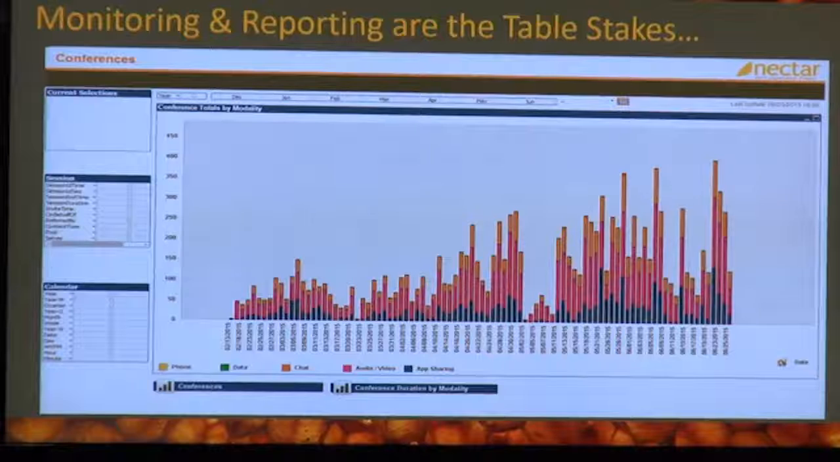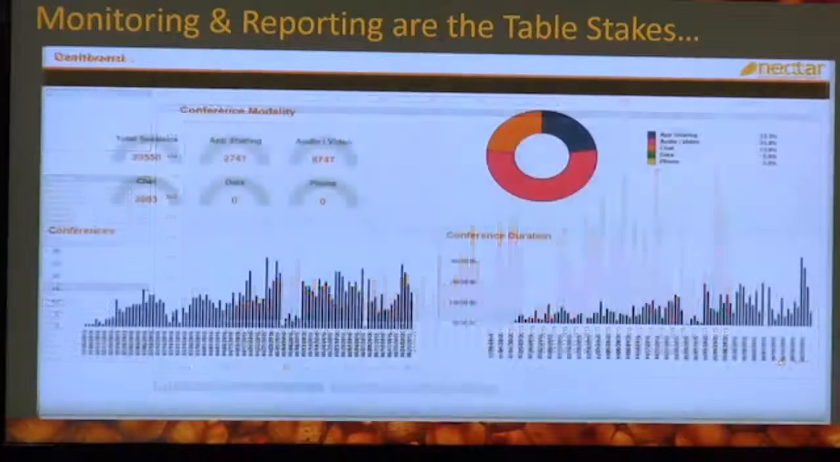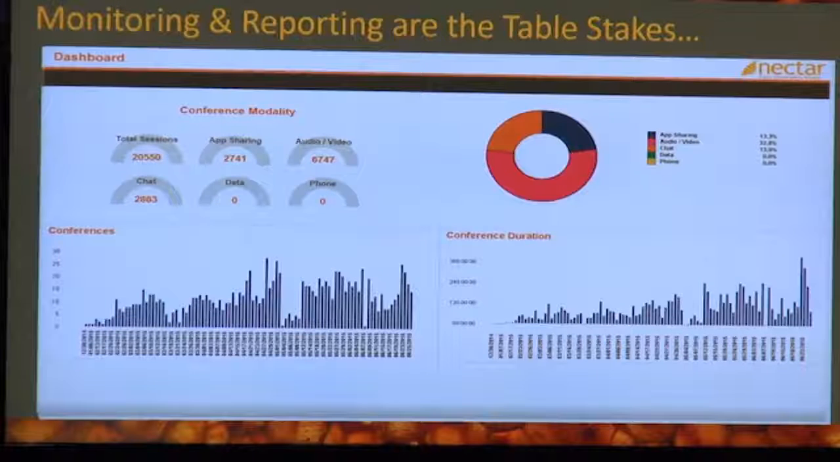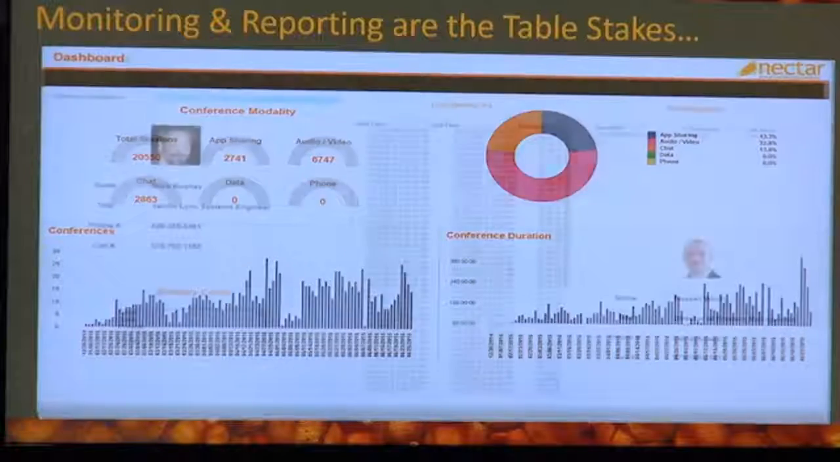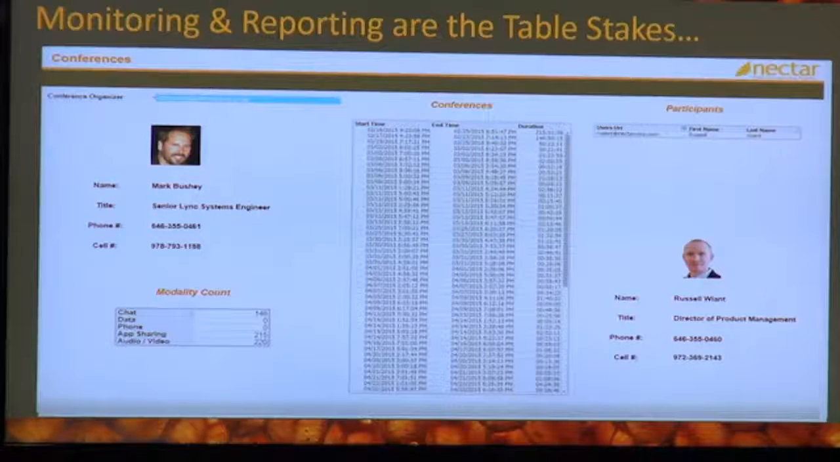To be able to look at conferences throughout the month. How is my conference growth trending? How much app sharing am I using versus video conferencing? To be able to do high-level dashboards around that same type of information, you could do it at a site level. Take it all the way down to the user, so you can actually look at an individual user within your environment to say, okay, here's all the sessions they're making, which ones are the bad sessions, and begin to triage that.